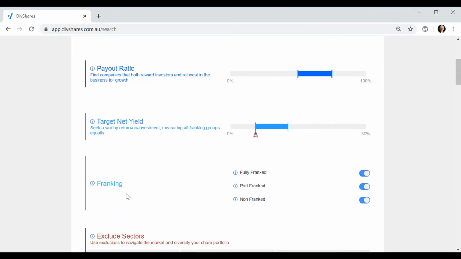Franking groups. This filter is used to include or exclude individual franking groups. For beginners, maybe consider all groups. Later, if you're wanting franking credits to lower your annual tax liability, you can then confine your search to only fully franked shares.